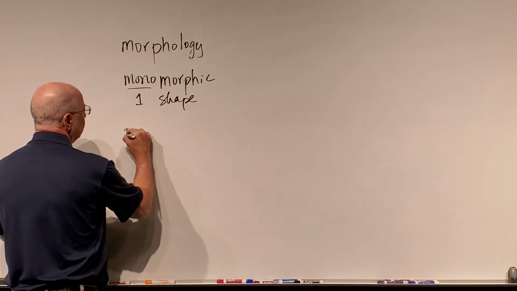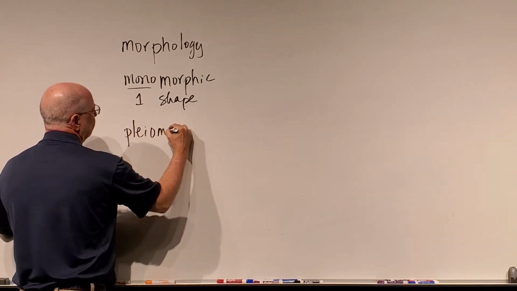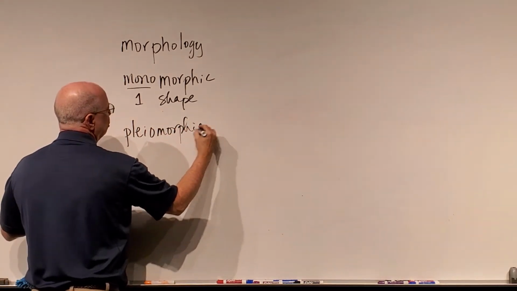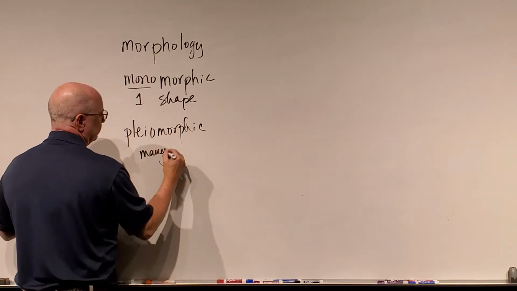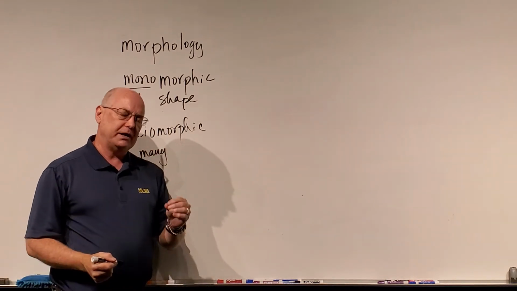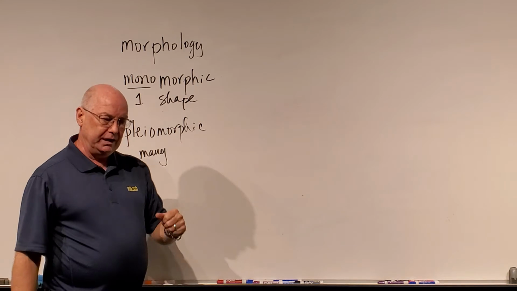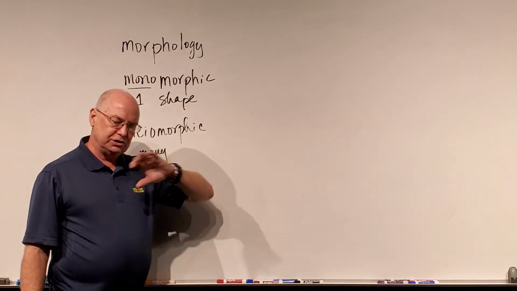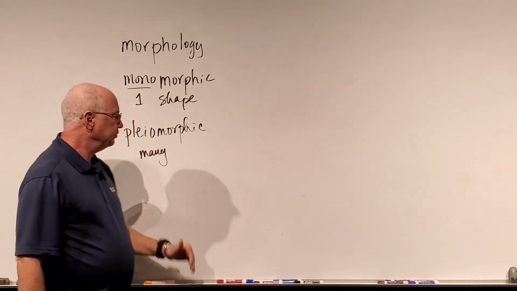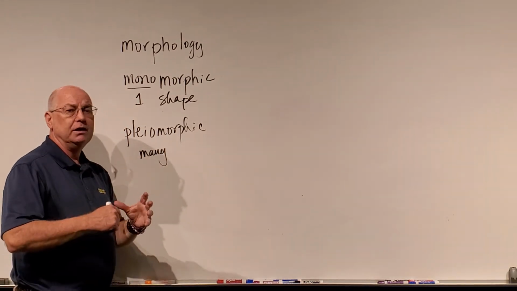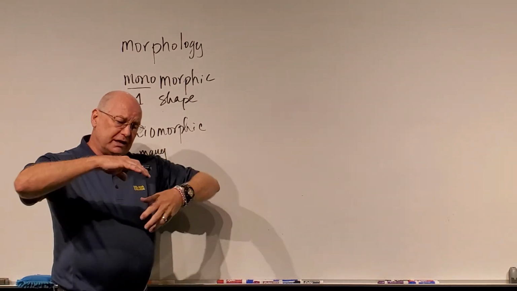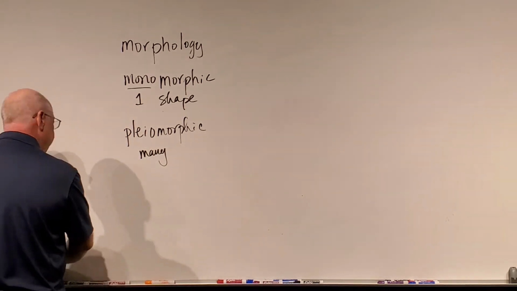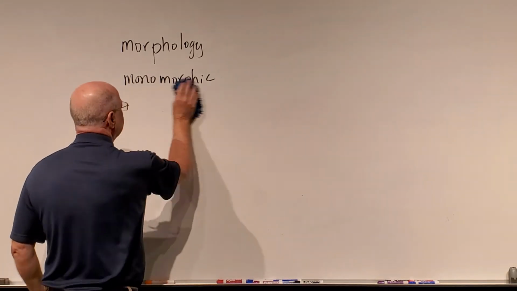Okay. If we talk about what's called pleomorphic, then that means many shapes. There are a few bacteria like that. Most are monomorphic, meaning if it's a particular genus and species, then everything in that genus and species will have the same shape. If it's pleomorphic, then within that species, they can have different shapes. And we'll talk about that in some detail.